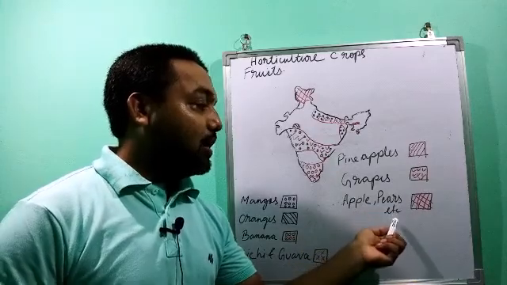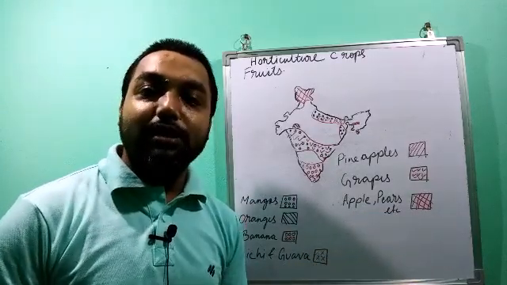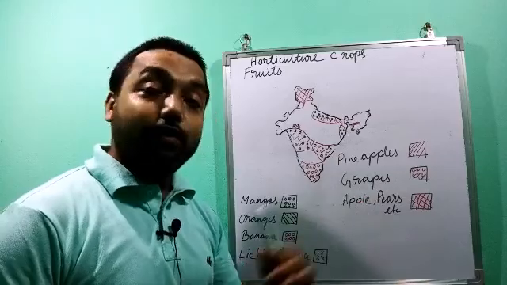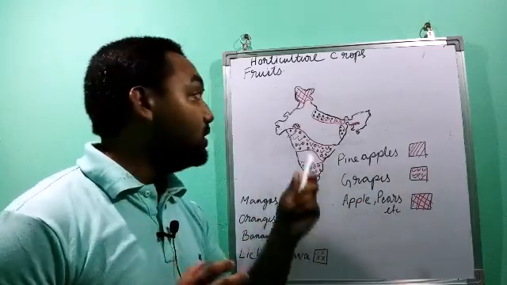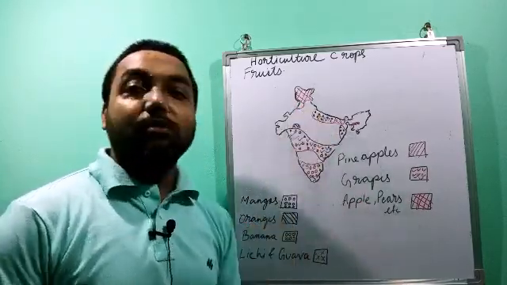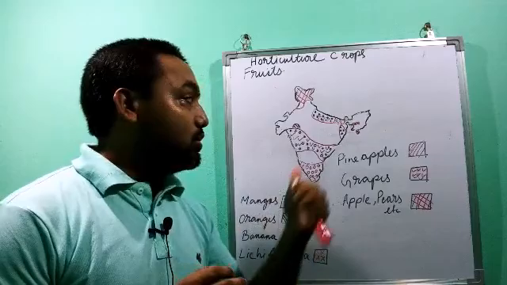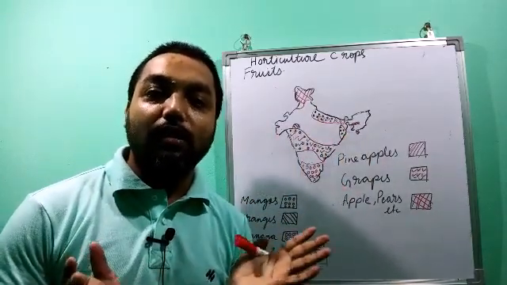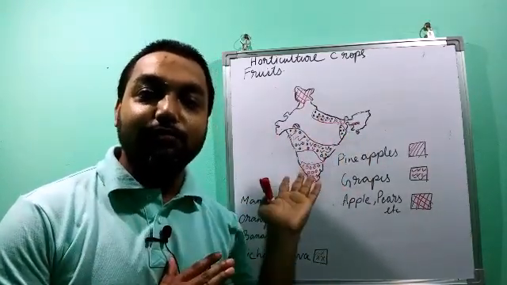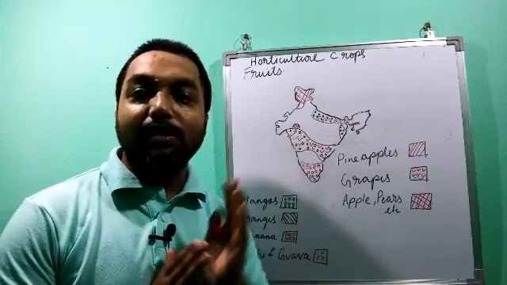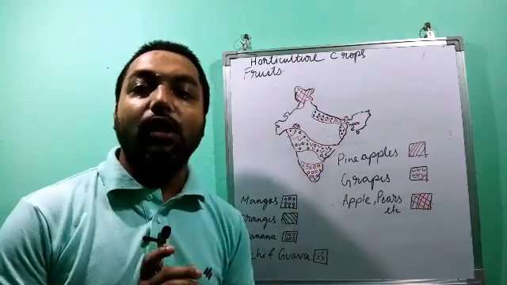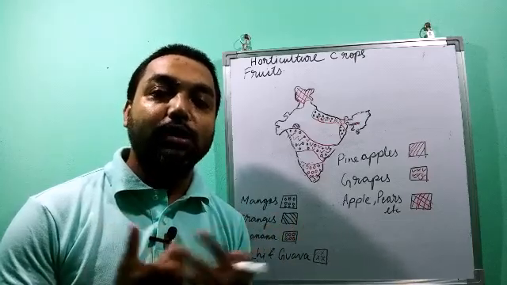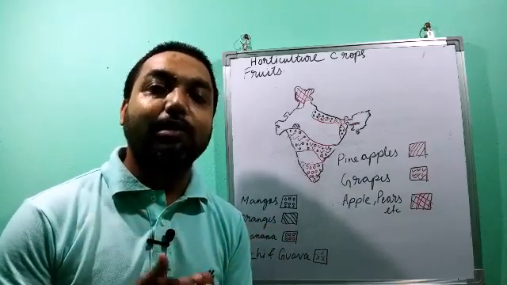Next, apple, pear, etc. This type of fruit is very well known in the whole world. That comes from Jammu and Kashmir and Himachal Pradesh. So in these different parts of India, different kinds of fruits are cultivated. Apart from these, there are many other fruits cultivated, but these fruits grown in India are very well known and popular in the world, and are exported to different parts of the world.